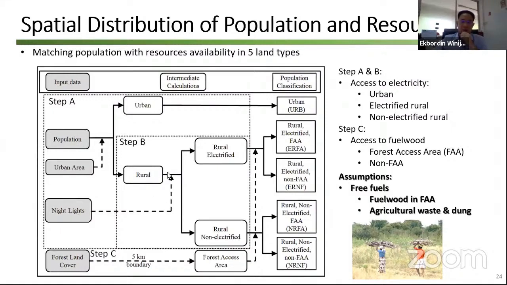And then with the nightlight map, I separate people that live in rural areas that have access to electricity from those in areas that don't have access to electricity. Further, I use the forest land cover and project a 5 kilometer boundary from the forest to be the forest access, assuming that in those areas people will go to the forest to collect fuel wood to use in the household. I then separate the rural electrified and rural non-electrified areas into forest access and non-forest access. The people that live in rural areas that have forest access tend to use fuel wood in their household.